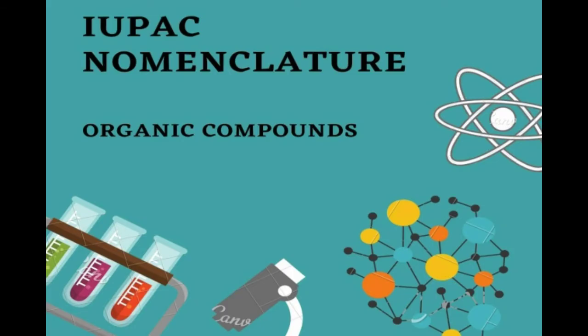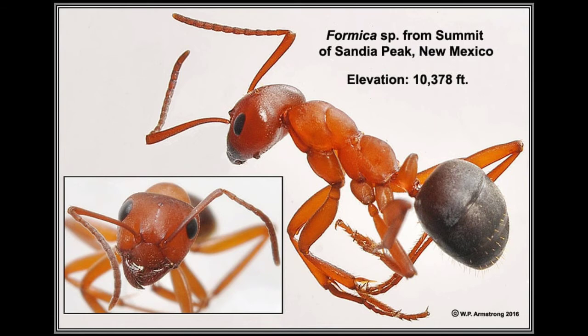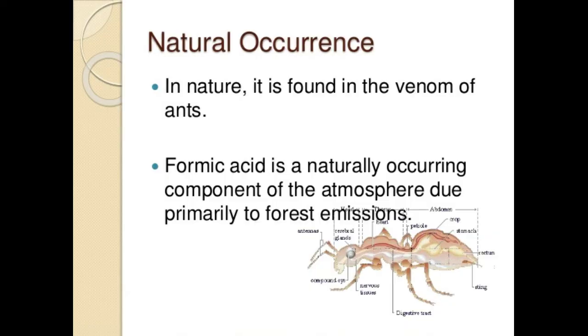Next we go on to the nomenclature of organic compounds. Why do we need nomenclature? In ancient days, the names of organic compounds were related to the natural things from which they were obtained. For example, formic acid was initially obtained by distillation of red ants. The Latin name of the red ant is formica, so the name of formic acid was derived from the Latin name of its source.